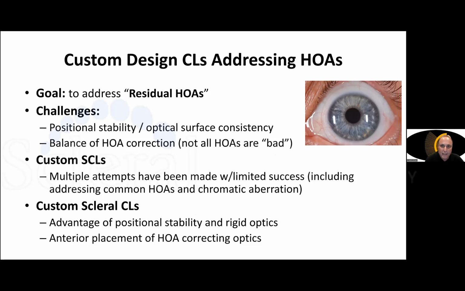So basically, in contact lenses, we have traditional contact lenses, standard contact lenses, we have custom contact lenses, and of course, we have our rigid and sclerals. So when we're talking about custom lenses to address high order aberrations, their goal is to reduce those high order aberrations. The challenge is, of course, positional stability, optical surface consistency, and balance of the high order aberration corrections. What I mean by that is sometimes HOAs are not all that bad. Again, when visual function is pretty good with offsets, you've got to be careful about that.